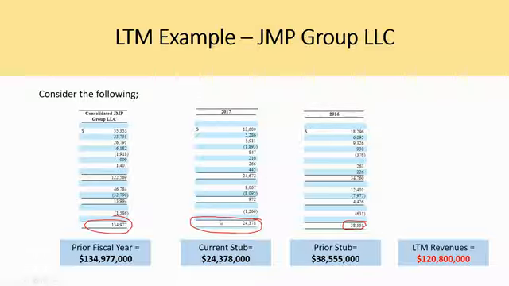The current stub of this past quarter, so this is Q1. So Q1 of 2017, they reported $24 million. So I add that to this number, and then the prior stub, so the Q1 of 2016, I take away this number to get last 12-month revenues for this respective company, JMP Group, of $120 million based in Q1 of 2017. So we've exhausted this calculation. You should probably understand it by now.